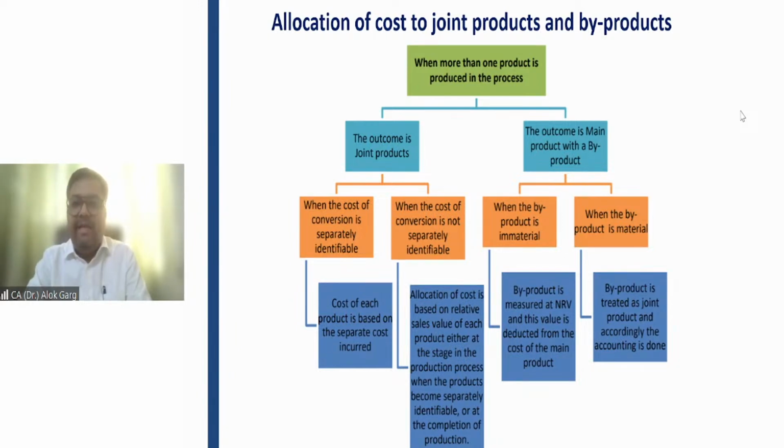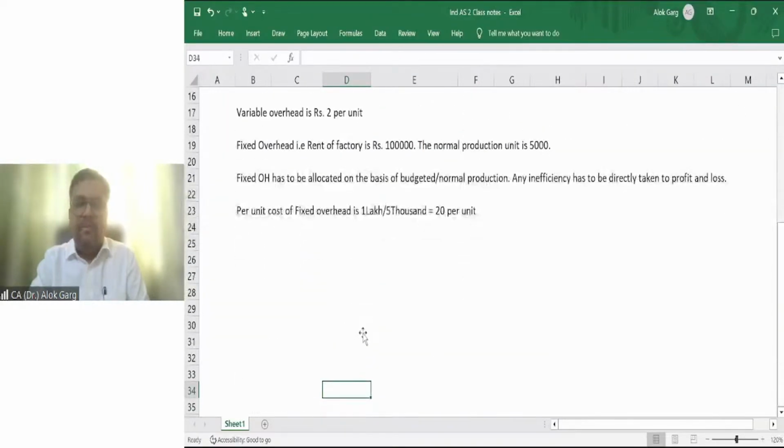Please let me know if my Excel file is visible. My Excel file is visible. Visible.